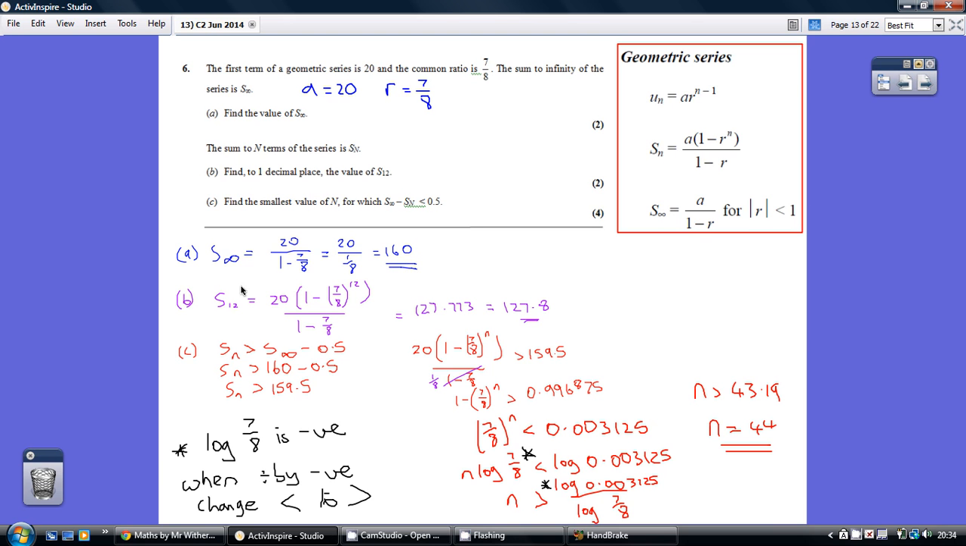Now for part B, the sum to 12 terms, we're just substituting into this second formula with n being 12, so again very straightforward, 127.8. Now part C is more tricky.